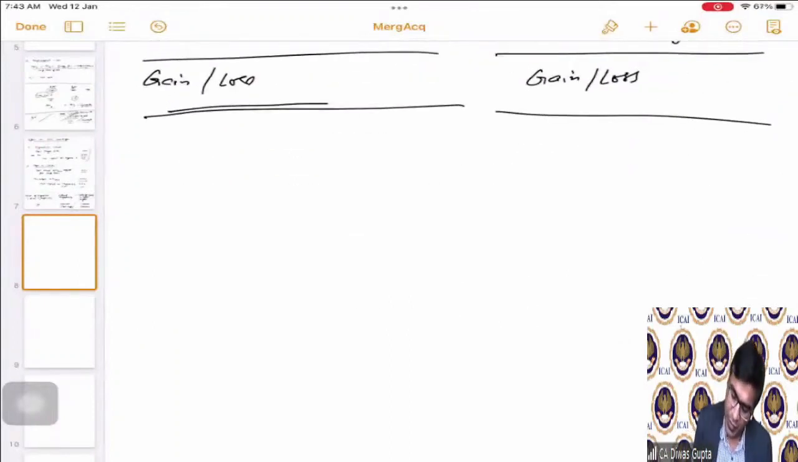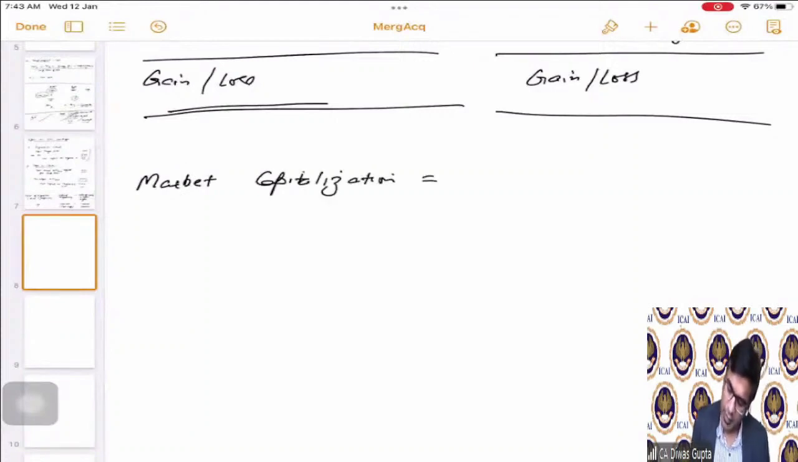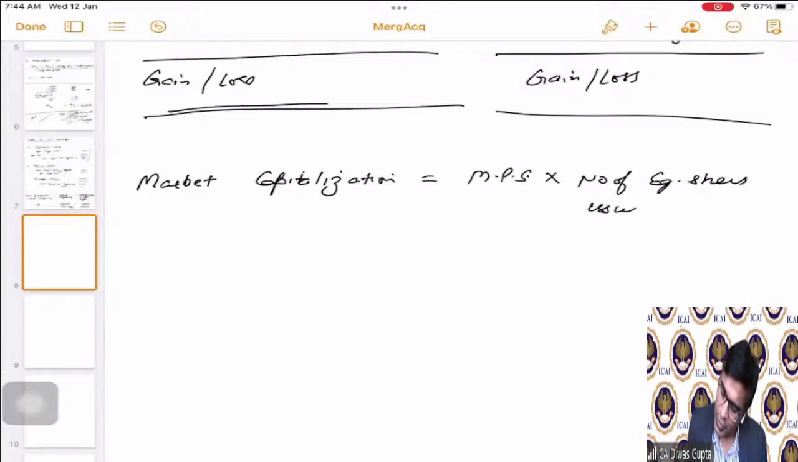Now, students, you would already know what market capitalization is. Market capitalization is equal to market price per share multiplied by the number of equity shares outstanding, or we can say issued. Whatever it is, we will use both the terms interchangeably. So the total number of shares issued multiplied by the market price per share will give us the market cap. Market cap means that this is the total market value of that particular entity.